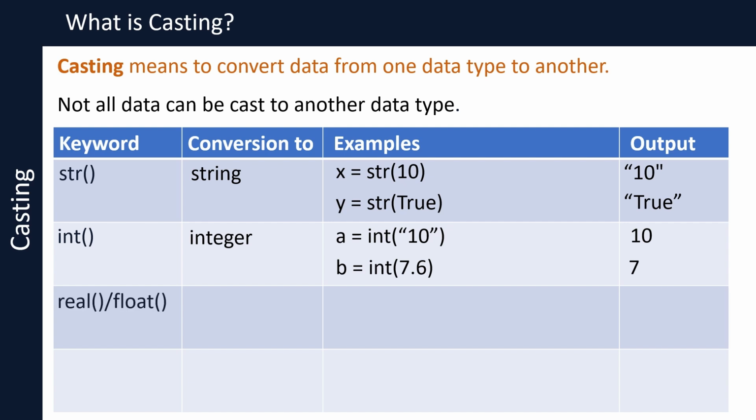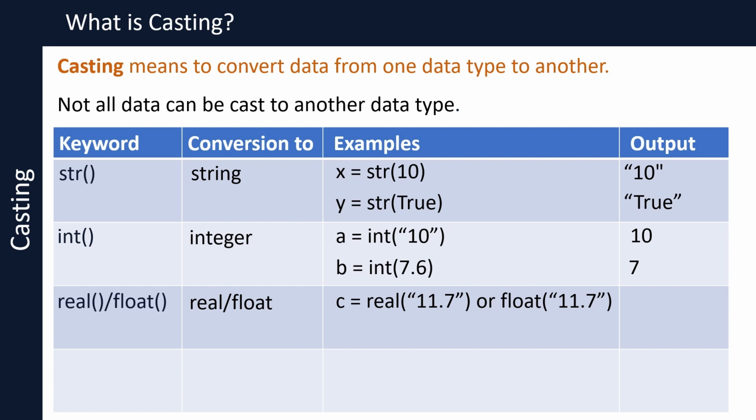The third keyword is real, also known as float in some programming languages. It is used as real() or float(). It is used to convert integer data type or string data type containing only numeric values to real or float data type. Casting of string data type containing non-numeric value to real or float data type is not allowed.